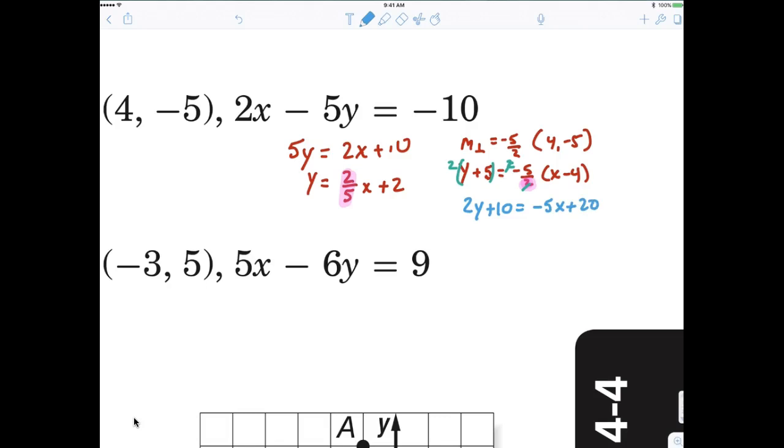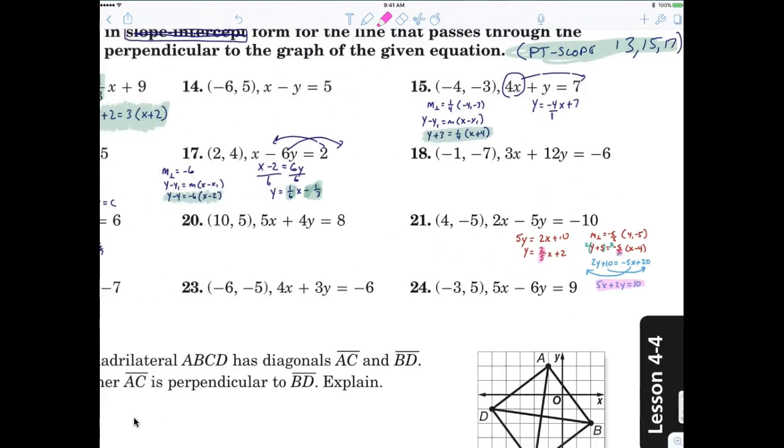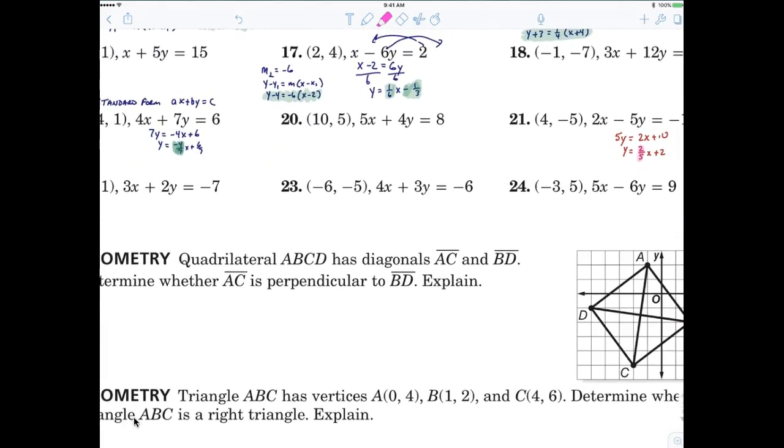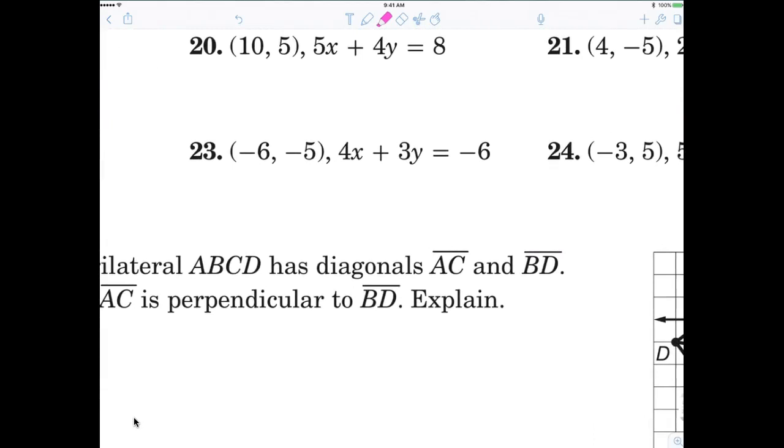Now I want x and y on the same side, so I'm going to move the -5x over here and the +10 over here. So I end up with 5x plus 2y equals 10. And that, in fact, is your answer. Now let's check out 23. In 23, again, we need to find the slope. So we're going to go with 3y is equal to -4x minus 6, dividing by 3, -4/3 x minus 2.